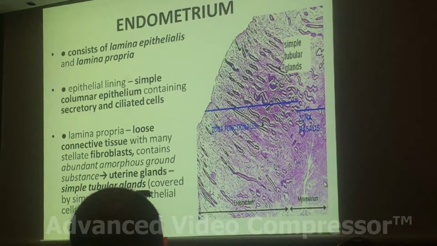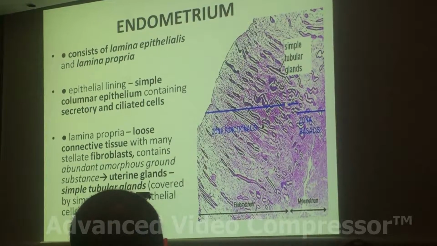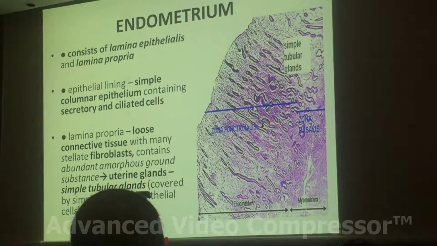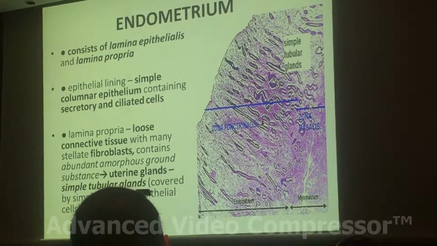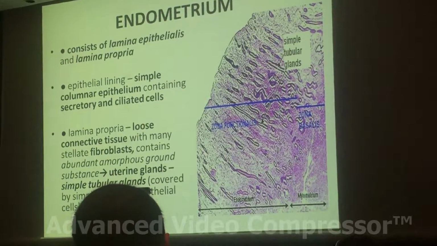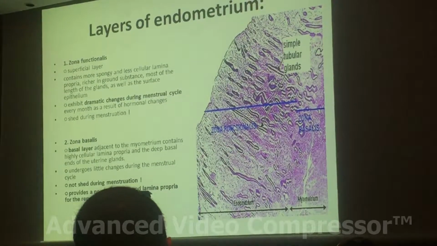So the endometrium has two parts. A superficial functionalis, larger or smaller? Larger. Why is it called functionalis? It will undergo the cyclic changes. And a deep, smaller zona basalis that will serve as a regenerative layer for the rebuilding of the endometrium after menstruation. Right. We talked about that.